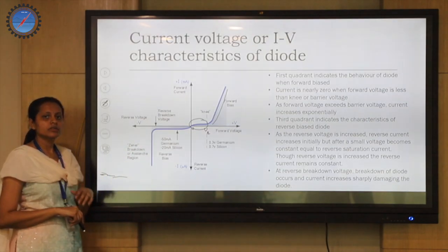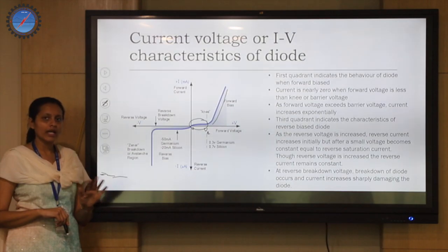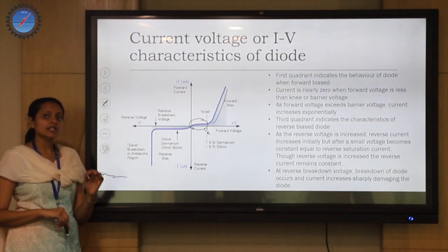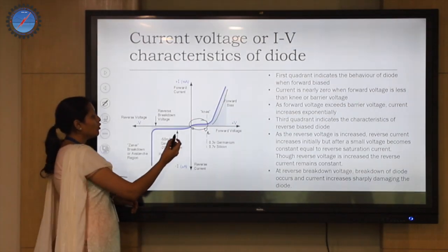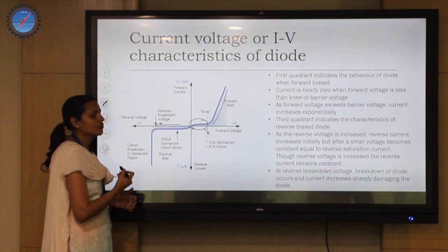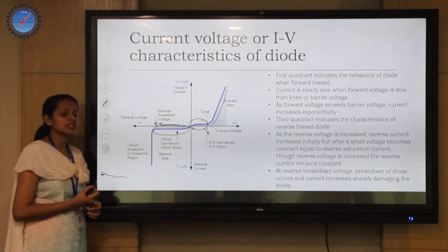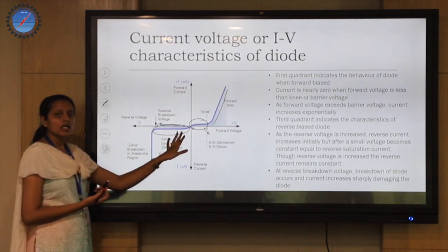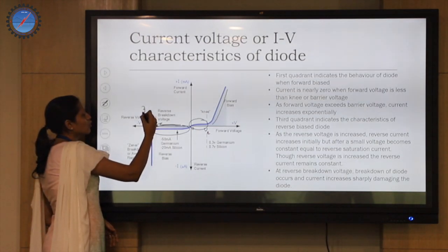Now what happens in a reverse bias diode? We know that in a reverse bias diode, ideally there should not be any current flow because it opposes the flow of current. But still, we know that there is a small amount of current flow because of minority charge carriers. The small amount of current, which is almost constant when the voltage is increased in the negative direction, is called the reverse saturation current. This is a very small current. This current is almost constant until a voltage called the breakdown voltage.